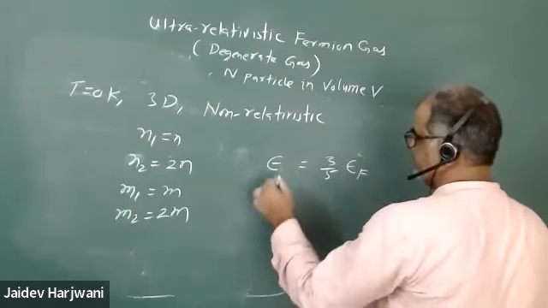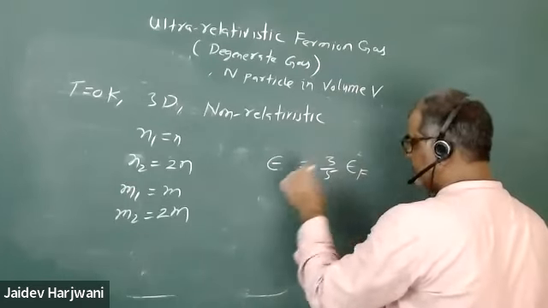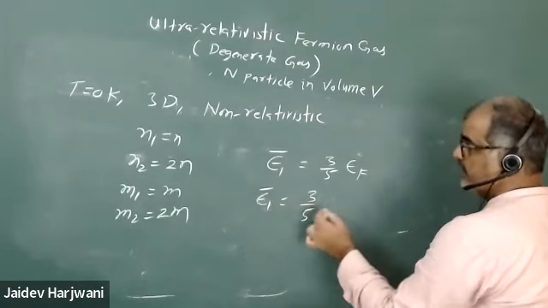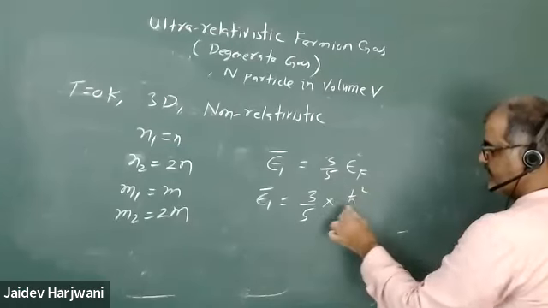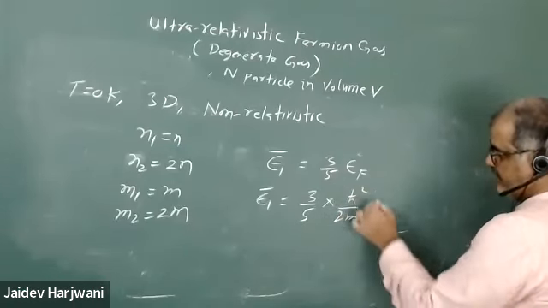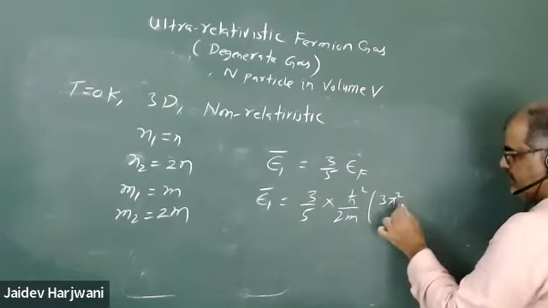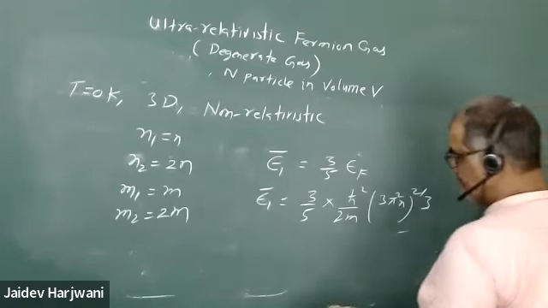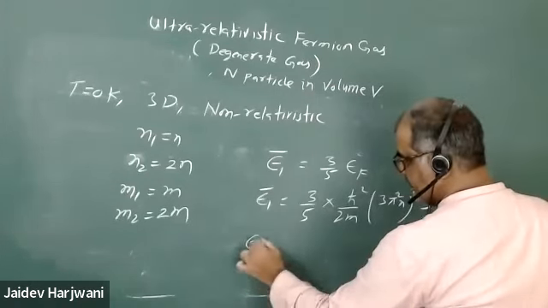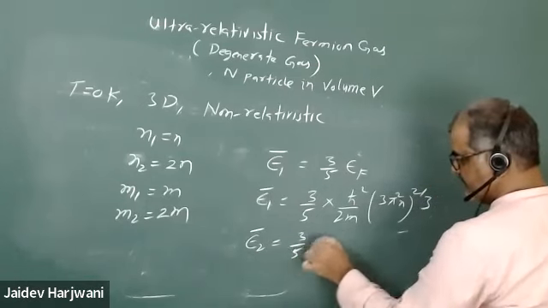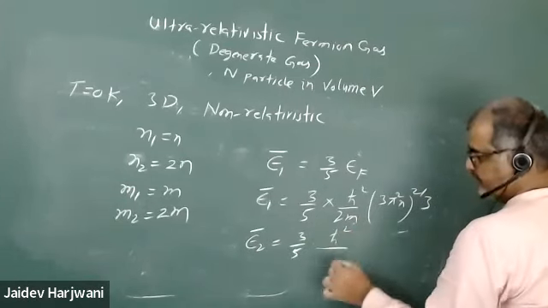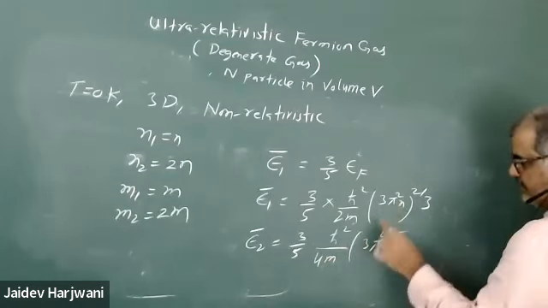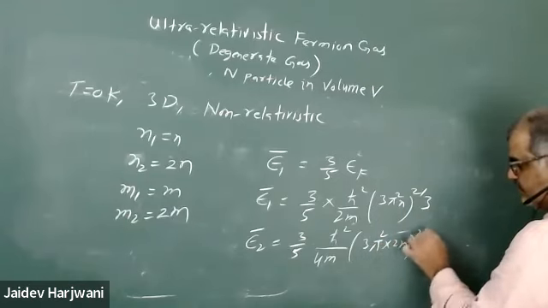Okay, so I am calculating first E1. First case E1, so 3/5, and this is 3 dimension, so h cut square by 2m, and inside I have 3 pi square number density power 2/3. This is the first case. In the second case I get E2 equal to 3/5 h cut square, they're making this 2m, so this becomes 4m, and 3 pi square, they are making the density double, so this is 2n power 2/3.